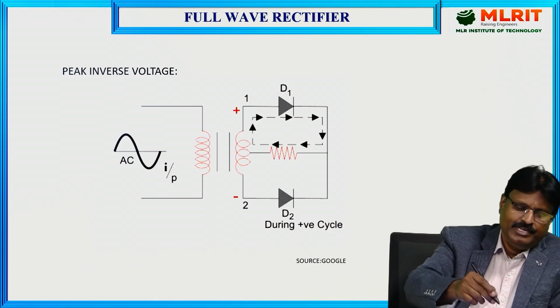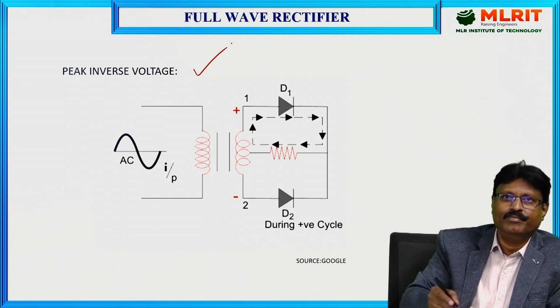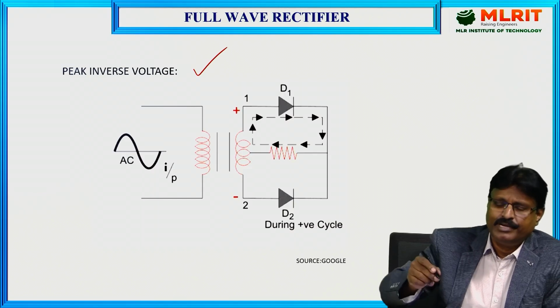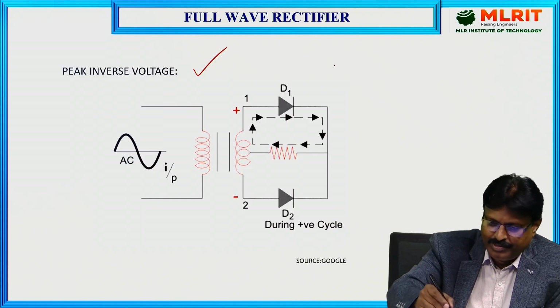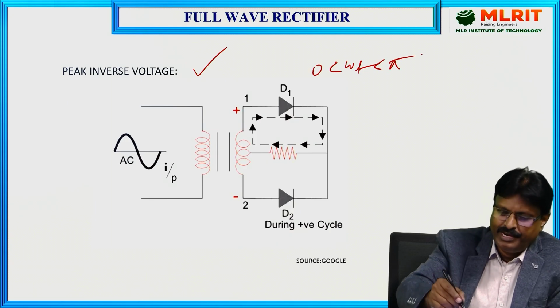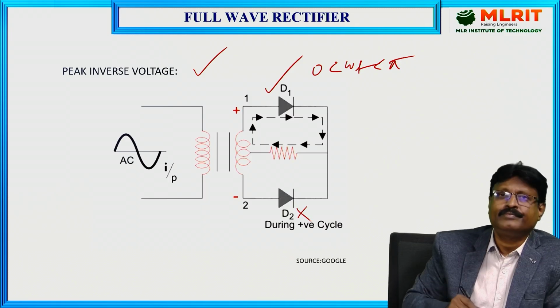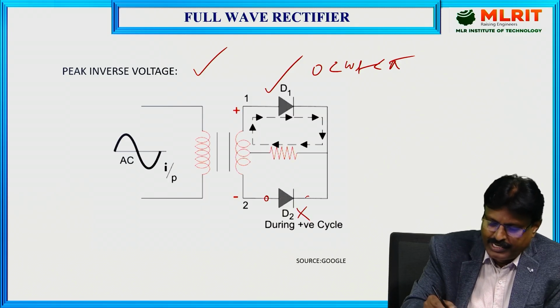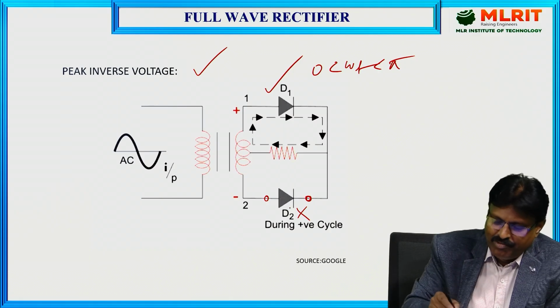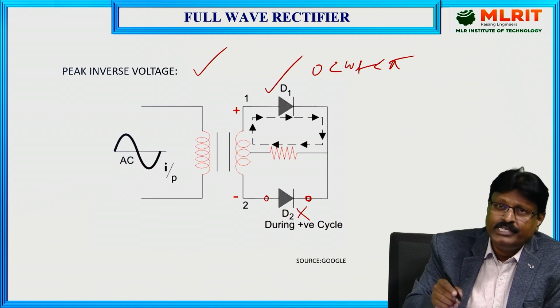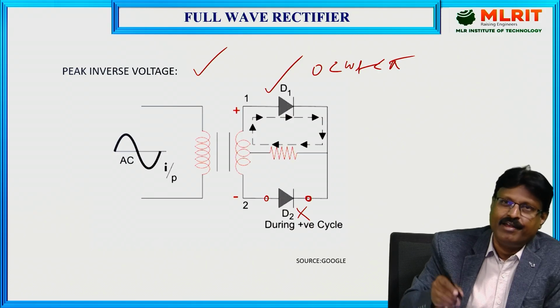Okay. Now let us see the full wave rectifier here. This is the circuit diagram. This is a center tap transformer. So during the positive half cycle, whenever omega t is between 0 to pi, what is happening here? The diode D1 is conducting and diode D2 will be reverse biased. So here I need to check the peak inverse voltage of diode D2. I need to check the maximum reverse voltage that this diode is able to withstand whenever it is under reverse bias.